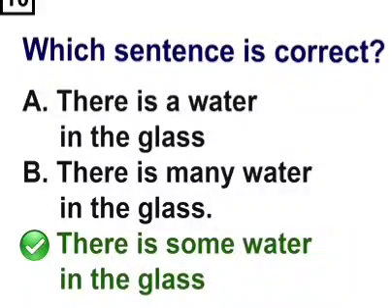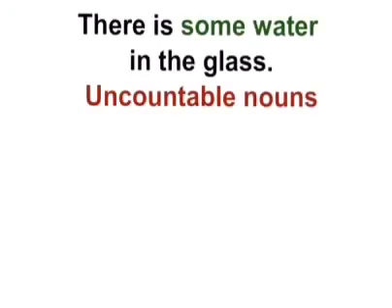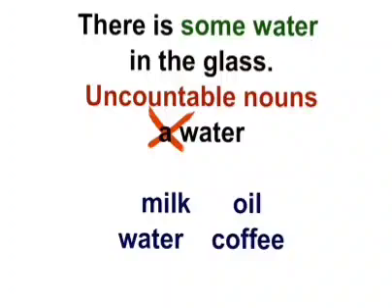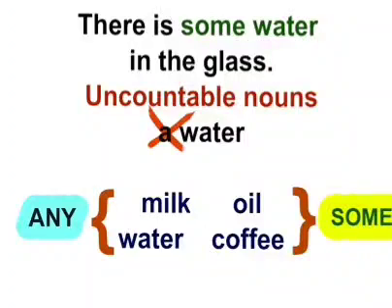It's correct because water is an uncountable noun. We don't need to use an article. We can't say a water. When we are talking about uncountable nouns like milk, oil, water, coffee, we say some or any in questions and negative sentences.